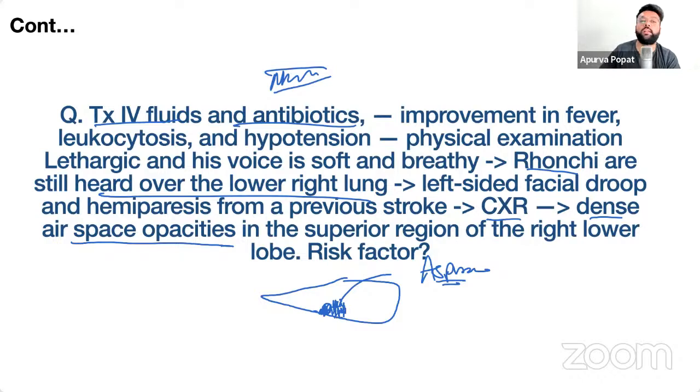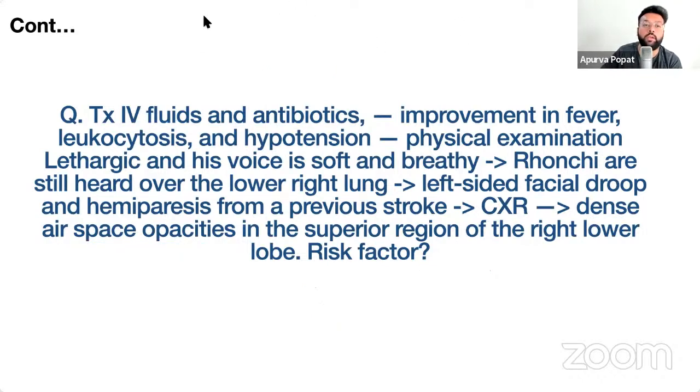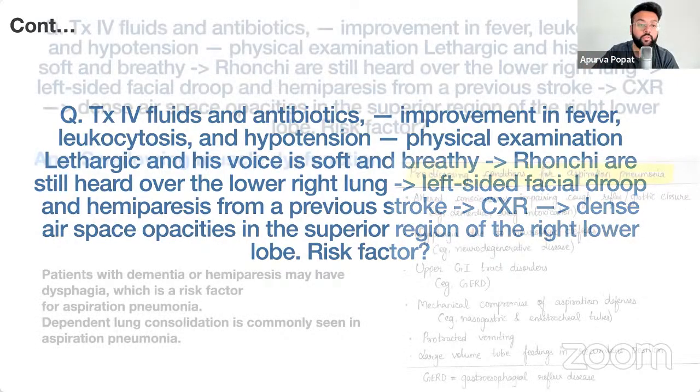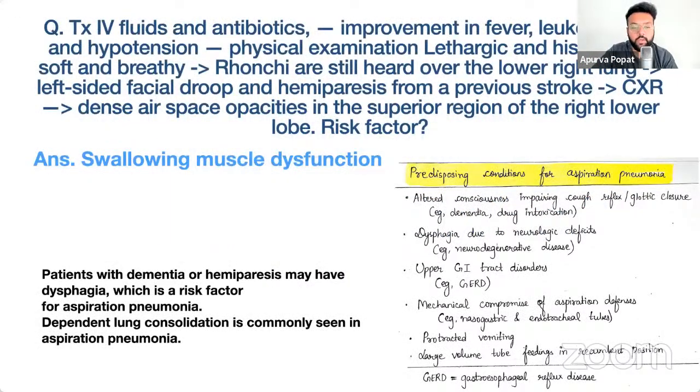So they are asking, what are the risk factors for aspiration pneumonia? He had a previous stroke. Because of the previous stroke, his swallowing function was probably not okay, so because of that, he had aspiration pneumonia. So you may have swallowing dysfunction, you may have seizure, you may have altered consciousness, you can have severe vomiting. All those things can predispose you to aspiration pneumonia. Okay, that's very important.